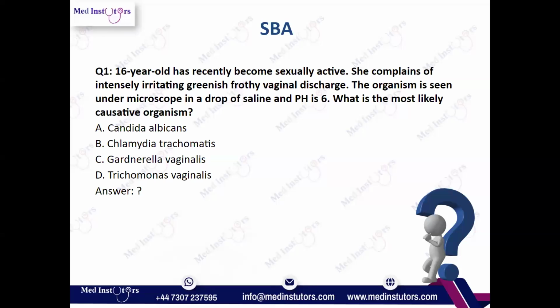Here is your question. A 16-year-old has recently become sexually active. She complains of intense, irritating, greenish, frothy vaginal discharge. The organism is seen under the microscope in a drop of saline and the pH is 6. What is the most likely causative organism?